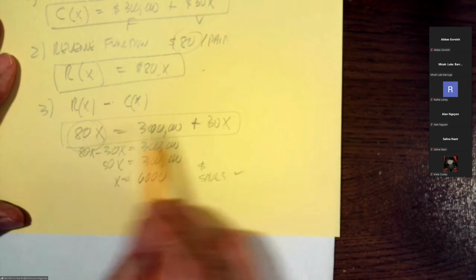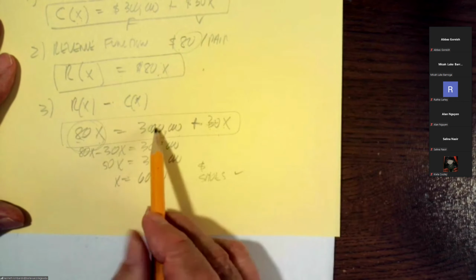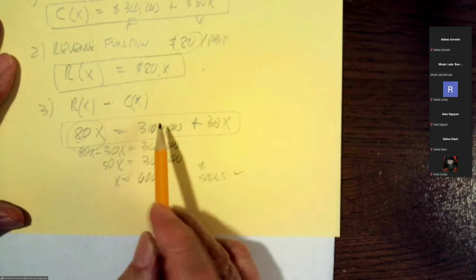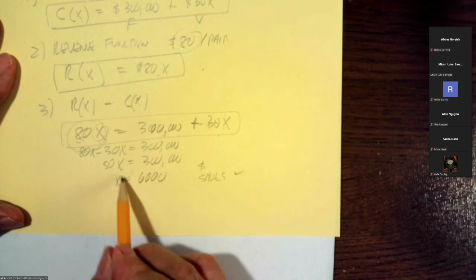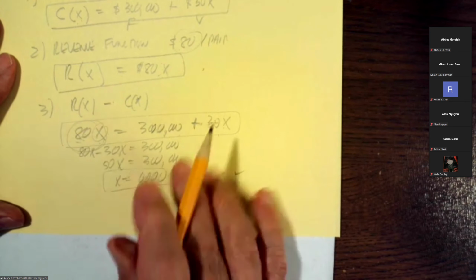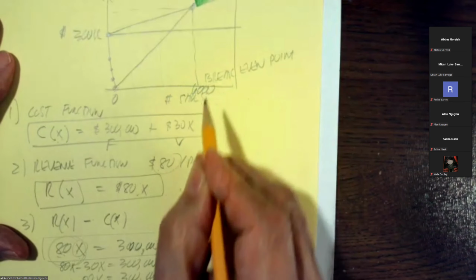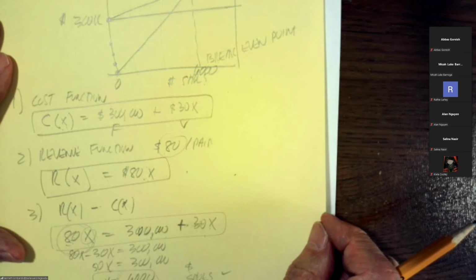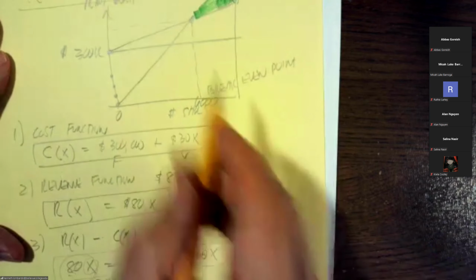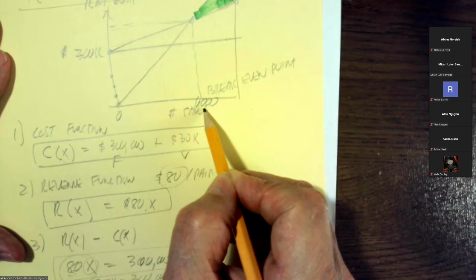So those dollars are going to cancel, aren't they? This is dollars, that's dollars. They're going to cancel. So this X value is a number. So this says if we sell 6,000 shoes, so this number here is 6,000. And then the question is, well, what is the break-even point? What will the value of the sales be at 6,000?